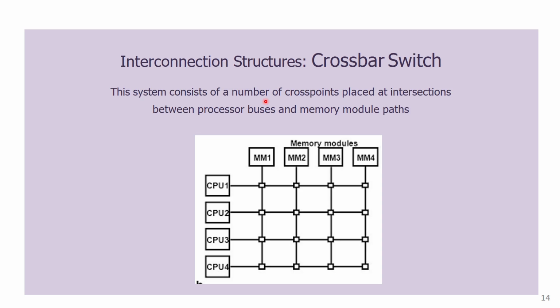So the system contains a number of cross points. This cross point, this intersection of MM1 and CPU1, is the cross point, and the system consists of a number of cross points. There are multiple cross points placed at the intersection between the processor bus and the memory module. So these cross points are responsible for sending the data from one CPU to different memory, or whatever the case may be. All the decisions are being taken by this cross point only.